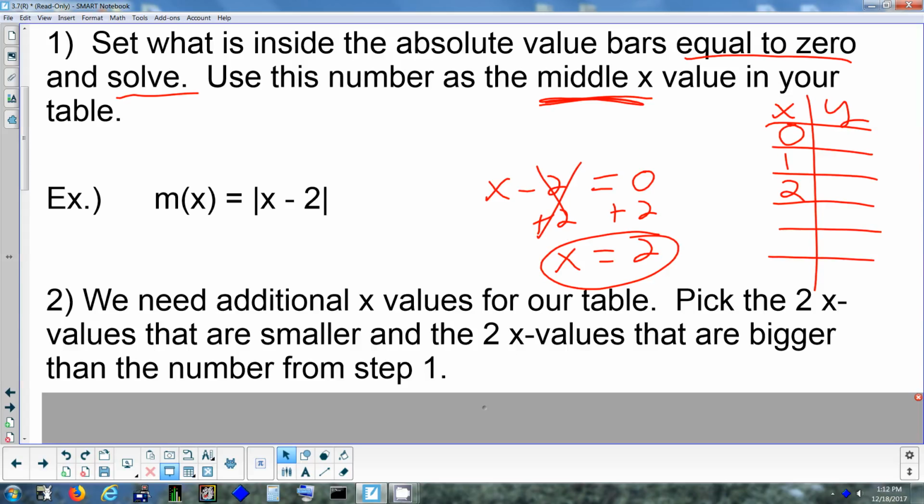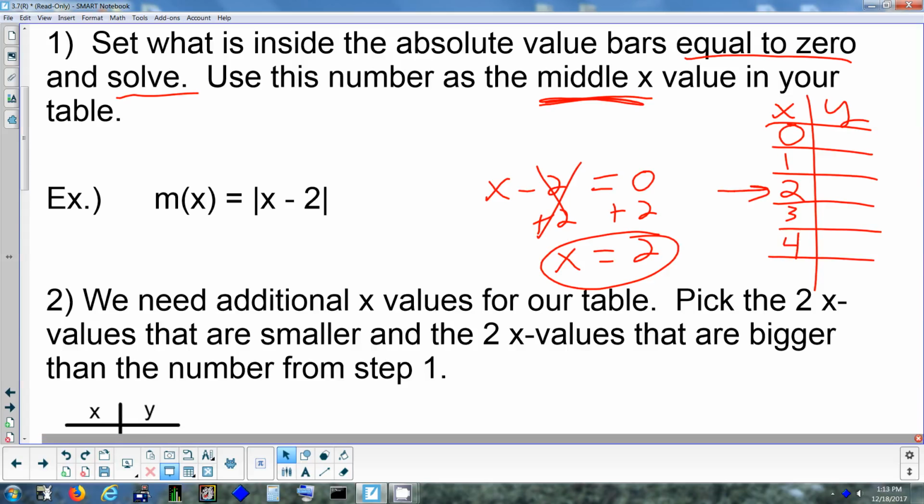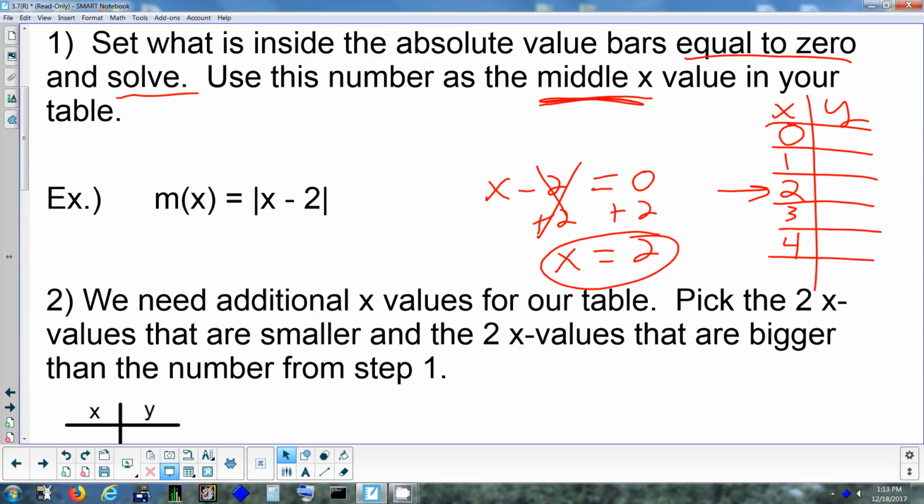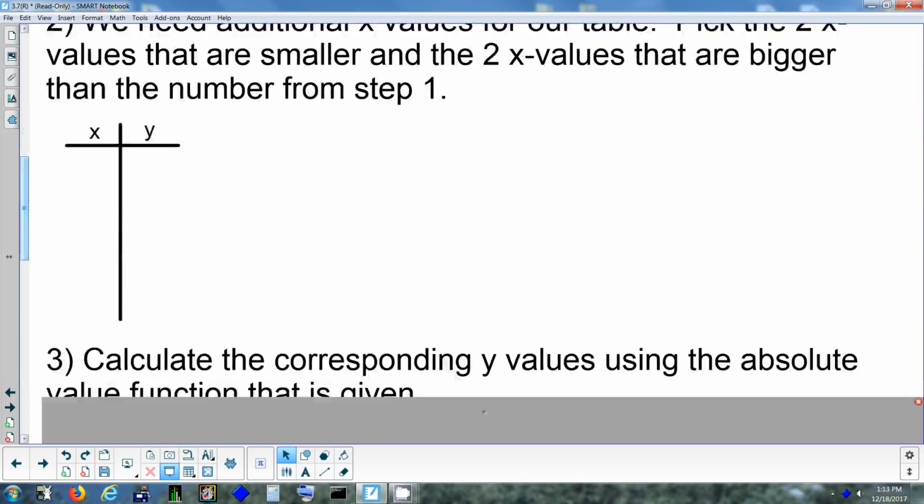Now I need 2 values that are bigger than 2. 3. Could do 3 and 4. Yep, that's perfect. 5 as well, you could do that too. So now we picked 2 x values that were smaller than this, and we picked 2 x values that were bigger. So guys, on your notes, you have a chart. I already have the chart down there.